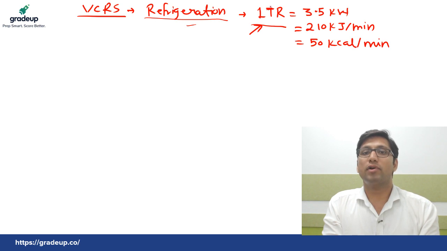So in the exam also they can ask you that 1 ton of refrigeration is equal to, all these values are correct, but the difference is only in the units. You have to take care of the units.